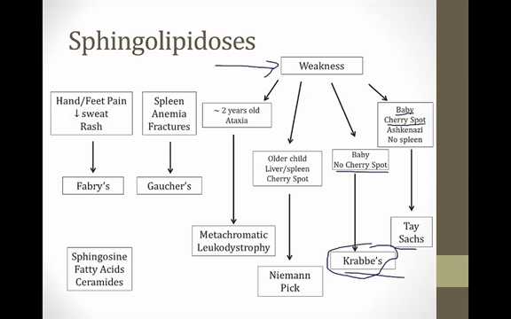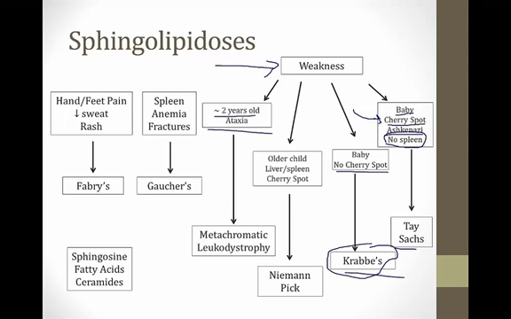It does have a cherry red spot. The child is usually of Ashkenazi Jewish descent, and the cherry red spot can sometimes make you think of Niemann-Pick disease, but in Tay-Sachs there is no splenomegaly, and that's how you can distinguish this disorder. We talked about metachromatic leukodystrophy on the last slide. Remember, it's usually a child that's 2 years old or older.